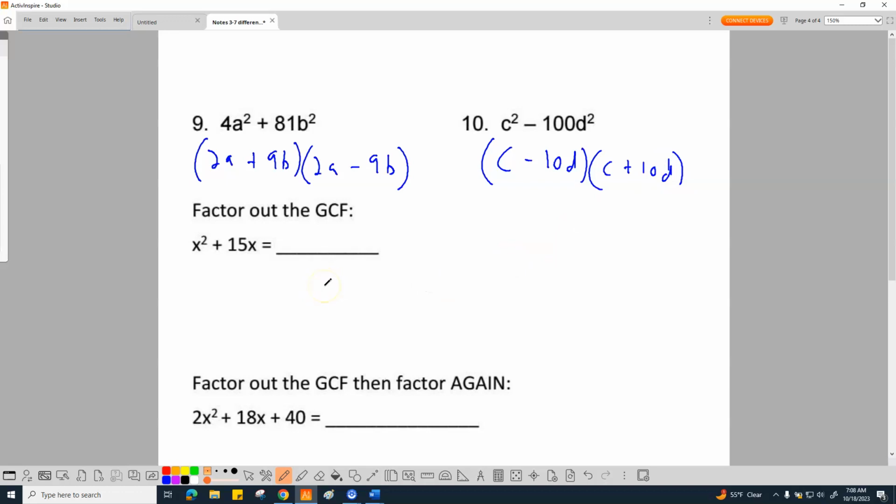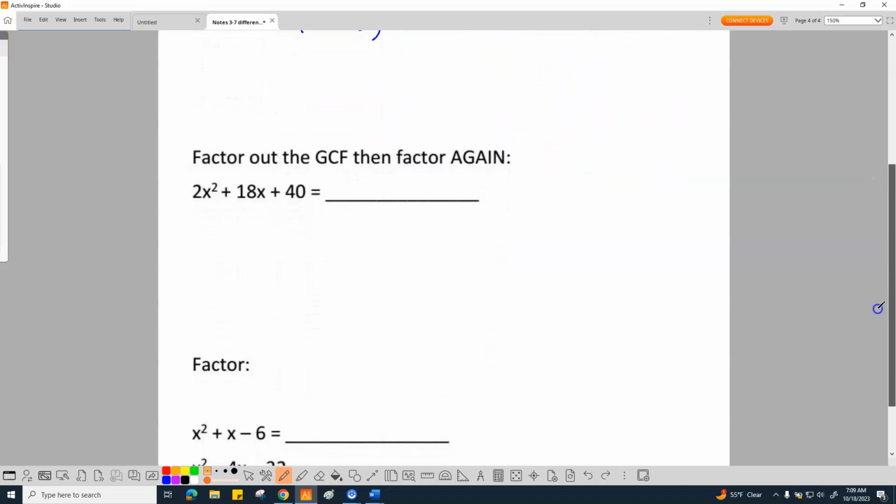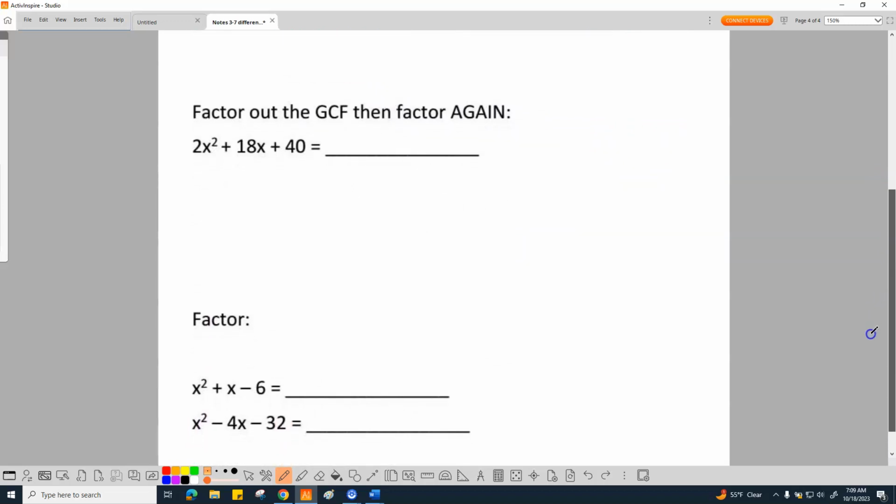Now, there is another step as well, too, I want you to worry about. Some of these problems we do require a first factoring out of a GCF. So this is just a review real quick. X squared plus 15x. You can actually factor out an x, and you end up with x plus 15. And yes, that's review, but just make sure you understand that. Check out this last part right here. And this is all I'm going to do. I'm going to stop here.